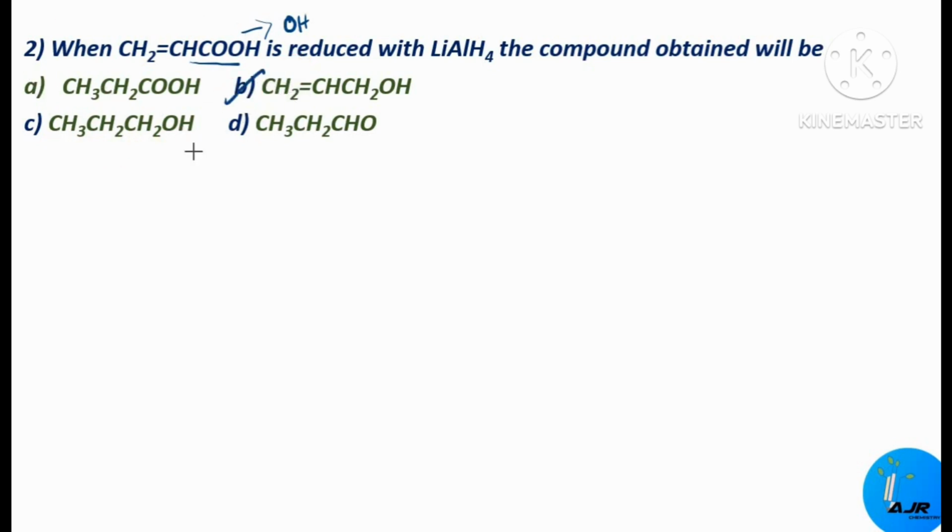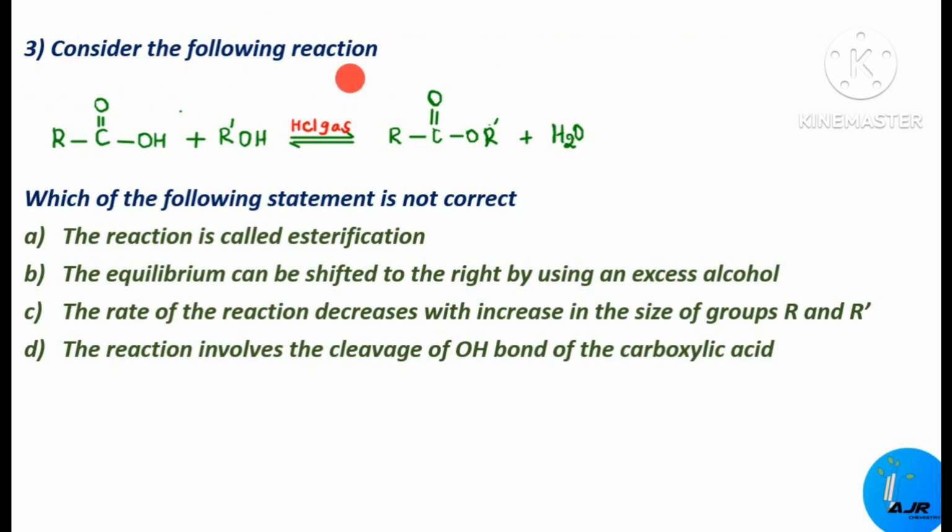Can you understand? Next question, consider the following reaction. RCOOH is nothing but an acid, and ROH is an alcohol. So an acid is treated with alcohol in the presence of a mixture gas. We are getting RCOOR' plus water. What is RCOOR'? It is an ester. So when an acid is treated with alcohol, we'll get an ester.